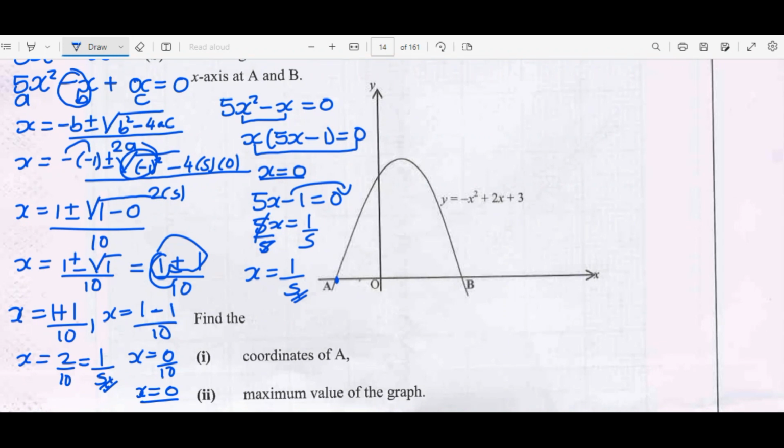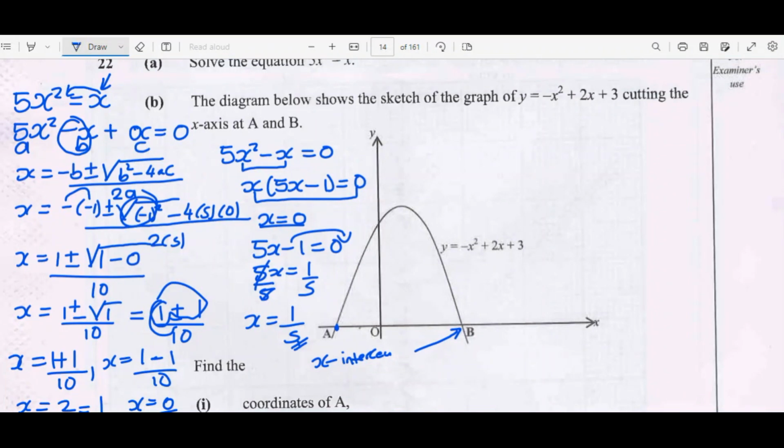So point A represents the x-intercepts, so is point B. So the intercept is the point where the graph is touching the axis. So the x-intercept is where the graph is cutting the x-axis. Now we can't find the value of just A. We can find the two values, then from those two values we'll choose the one that corresponds to position A.